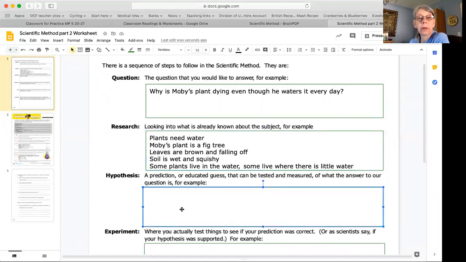All right, so we're going to come up with a prediction we can test to answer the question: why is the plant dying? He waters it every day. And since we know some plants need a lot of water, some can tolerate a lot, some can tolerate a little, they all need different amounts, maybe Moby's giving his plant too much water. We will see what the video has to say, shall we?